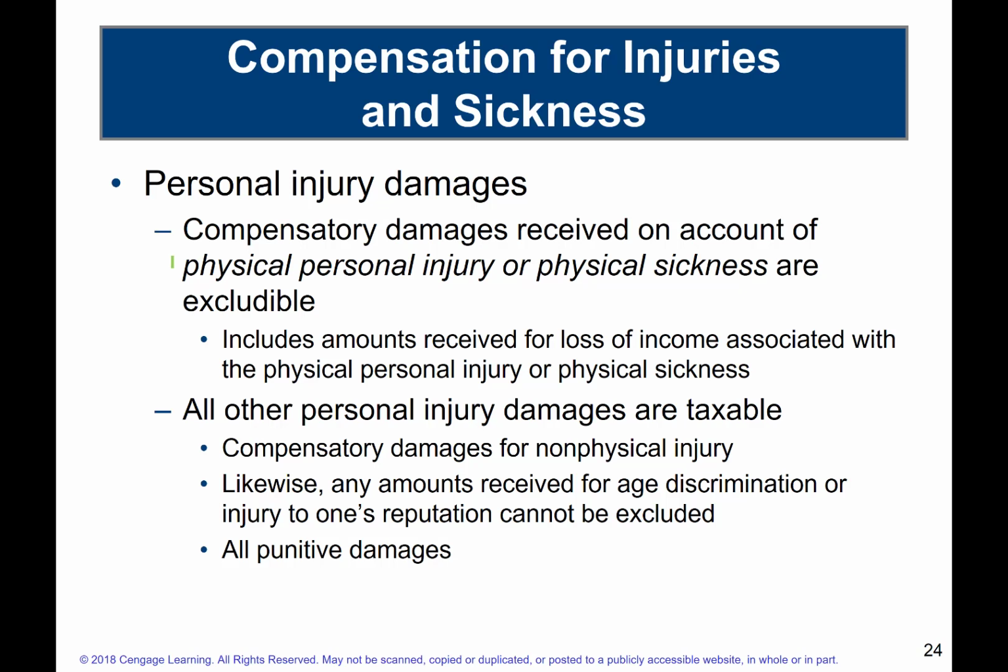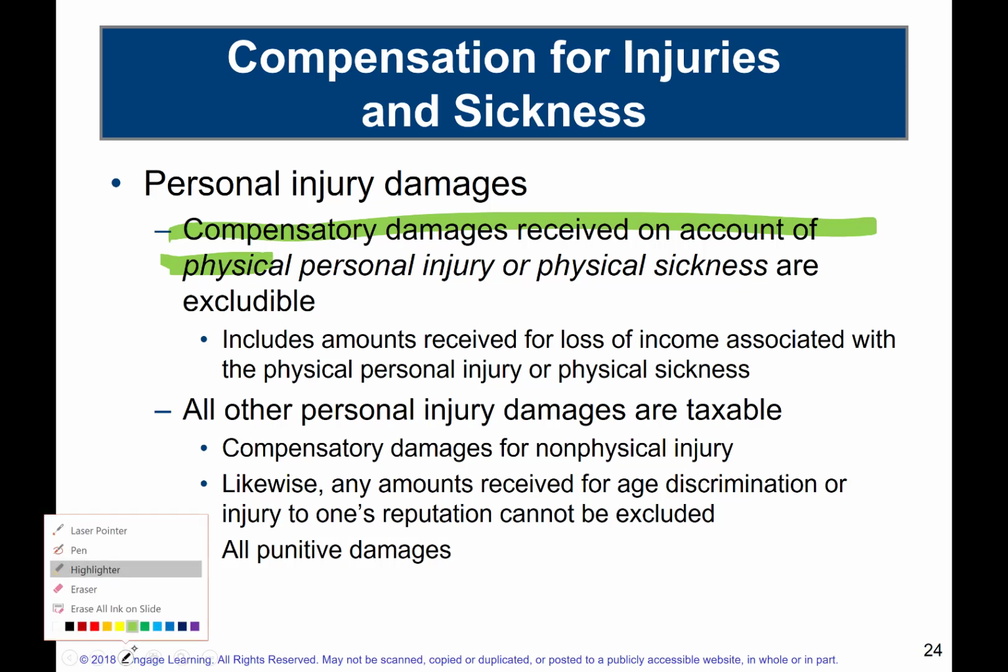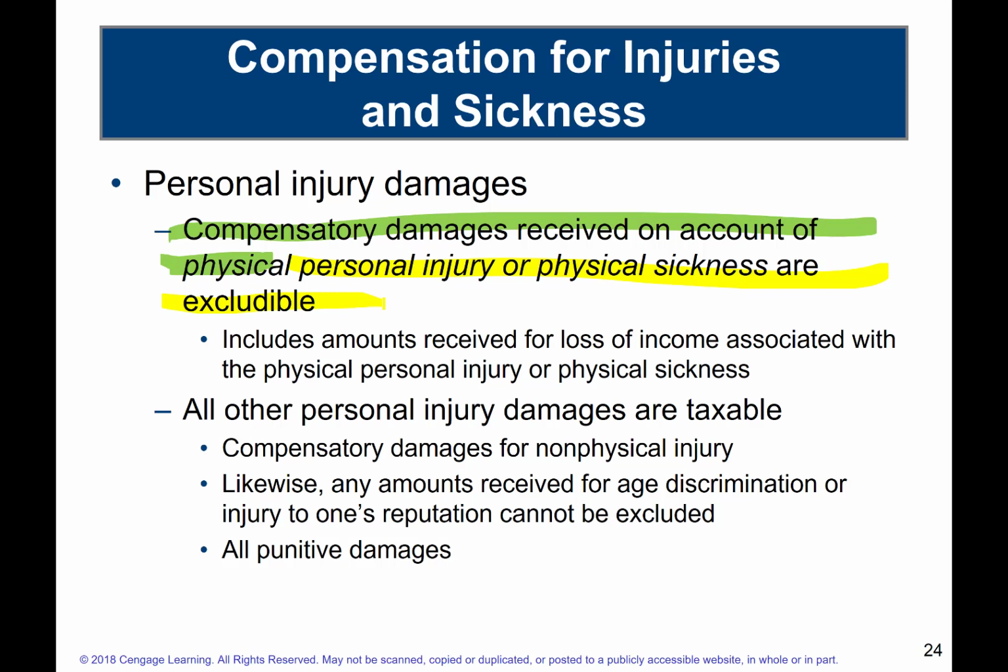First off, personal injury, and it has to be a physical injury. Okay, they're not going to let you exclude amounts that you receive because of mental pain and suffering. Okay, so it's got to be physical. Okay, so it's physical personal injury or physical sickness. Okay, all other injury damages are taxable, including if it is a compensatory damage for, as we've said, non-physical amounts received for age discrimination. Okay. Or injuries to one's reputation.